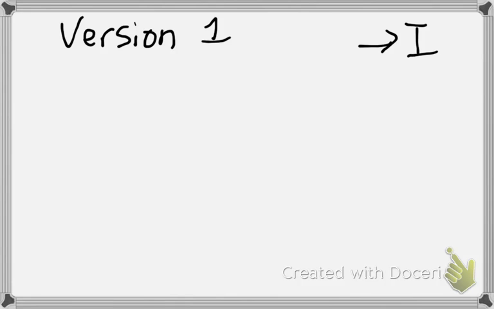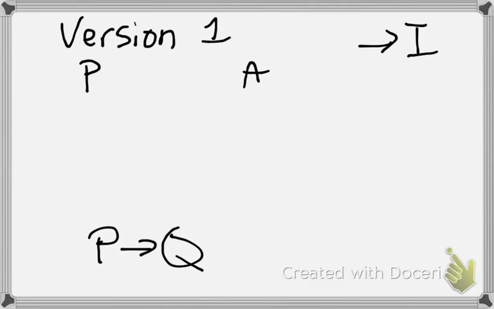So the way version 1 works is that if we want to derive some conditional P arrow Q, then what we do is we start out by assuming the antecedent, P, and we're going to justify that by saying A for assumption. In your text, they write out the word assumption, but that's not necessary. That's too long. So we'll just write an A. Then, from that P, and of course using our other premises, we're going to derive the consequent, Q.